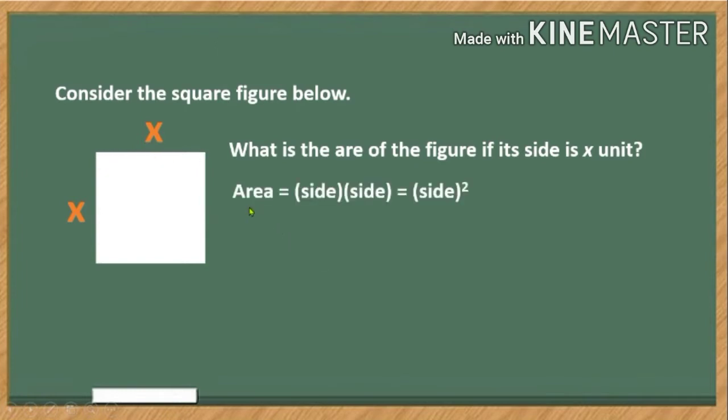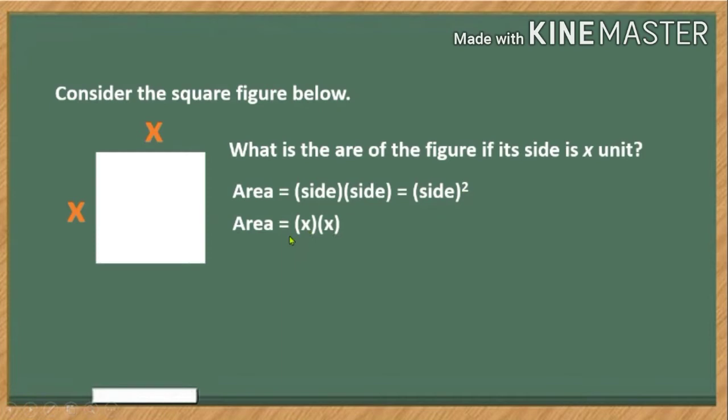Now, we know that the area of any rectangular figure, and in this case, a square figure, is equal to the product of its side. And since this is a square figure, we can simply say that the area of a square is equal to the square of the measure of its side, or the measure of its side square.